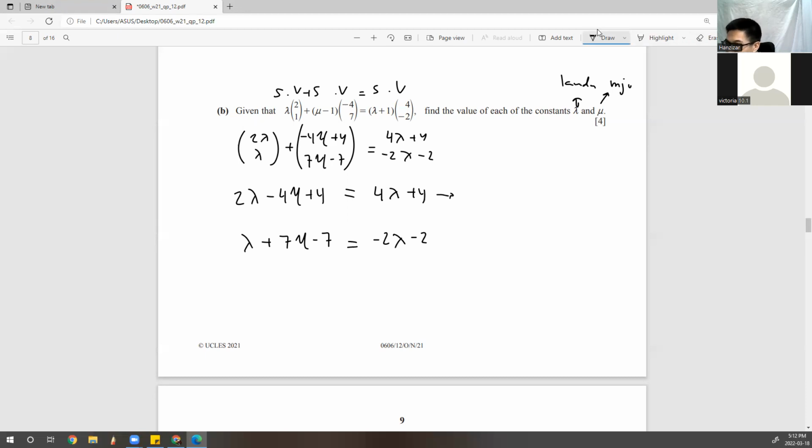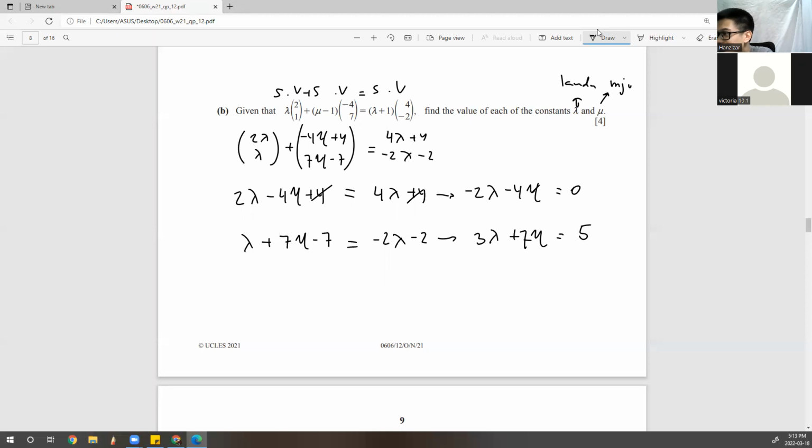And then you can simplify this by putting every unknown to the left side and every number to the right side. Okay, so 2 lambda minus 4 lambda is negative 2 lambda, minus 4 mu, equals 0, right? Because 4 minus 4 can cross out. And this, go to the left, everything is to the left. 3 lambda plus 7 mu equals negative 2 plus 7, 5.